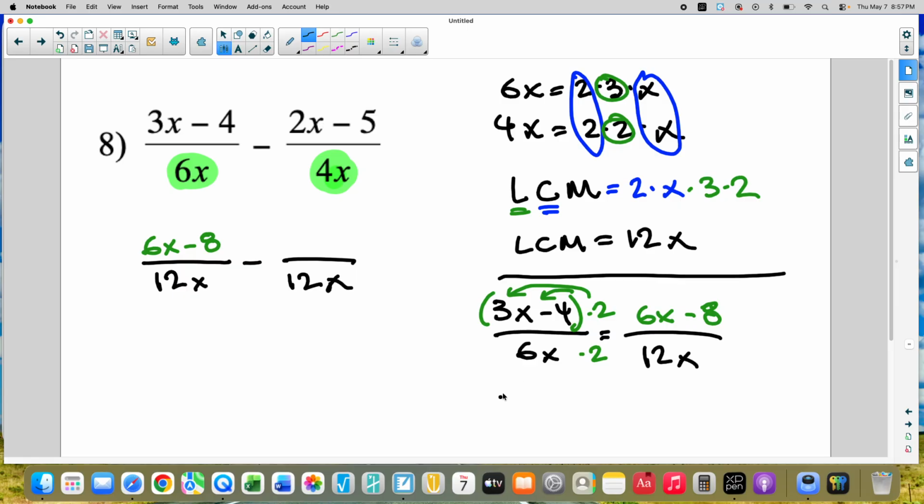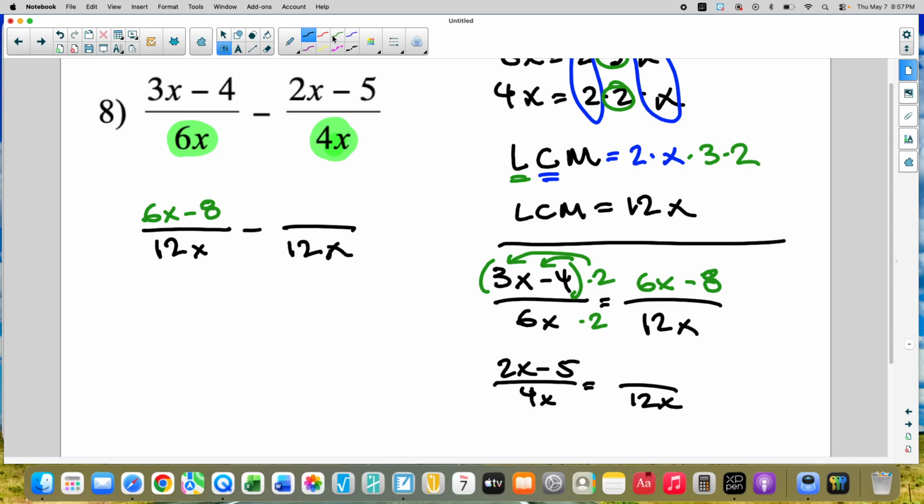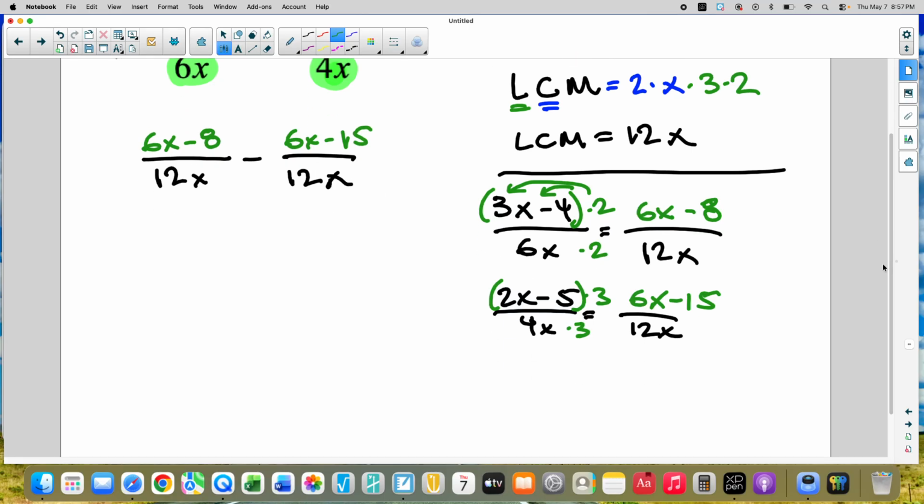Now let's do our other fraction. We have 2x minus 5 over 4x equals what over 12x? So what times 4x gives us 12x? Well, that would be 3. So we're going to multiply this by 3, and we, again, have to distribute. So that's 6x minus 15. Now that we have like denominators, we can combine their numerators.